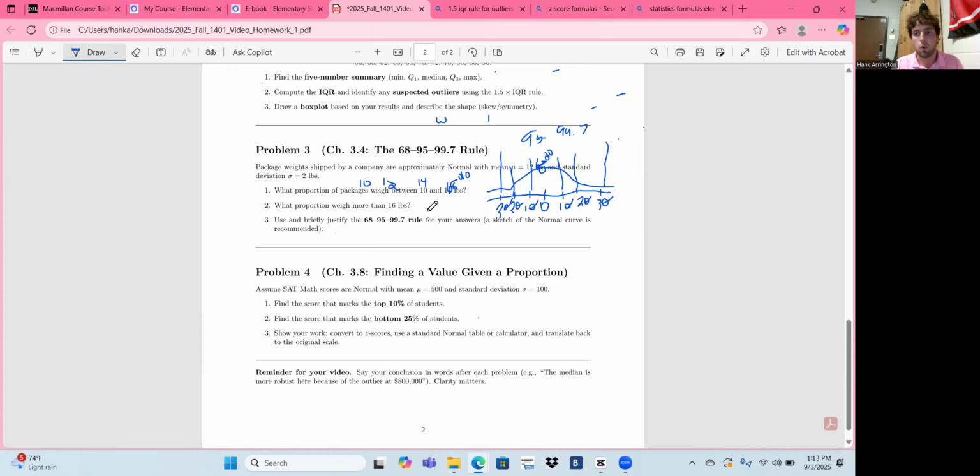Okay, and then what proportion weighs more than 16 pounds? So 16 is two standard deviations above the mean. And we know that between two standard deviations below the mean and two standard deviations above the mean, 95% of our data lies. So there's 5% outside these two points. To find the proportion just in this area, we have to take that 5% left over and divide it by 2, and then we get 2.5%.